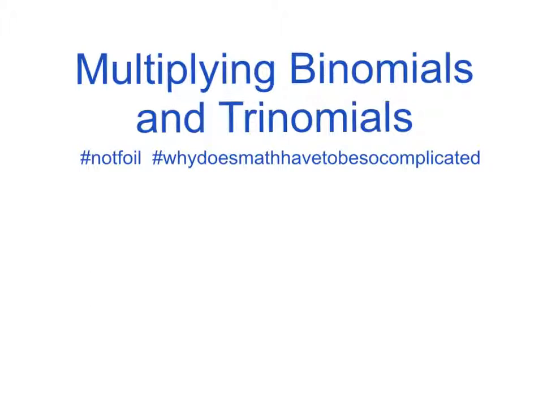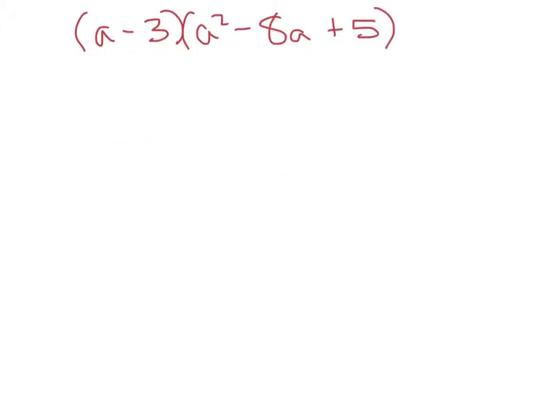Okay, so I tricked ya and I slipped another lesson in here. This second part of this lesson is multiplying binomials and trinomials. I have hashtagged this lesson not FOIL because this is not a place where you're going to use FOIL. You're going to use a different method on this. And why does math have to be so complicated? Because you need a different method for everything that you do. Okay, now this method I think is really cool if you can understand it.